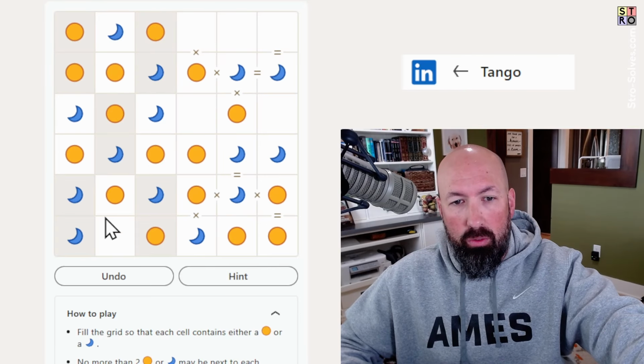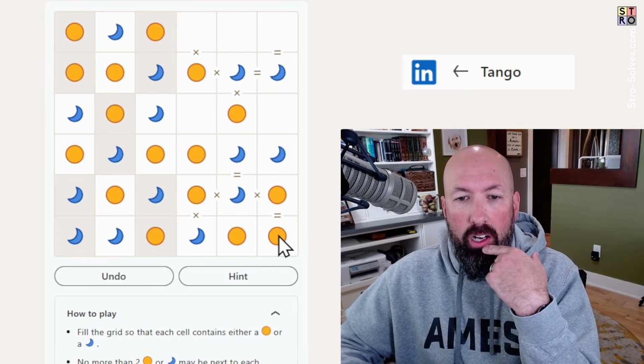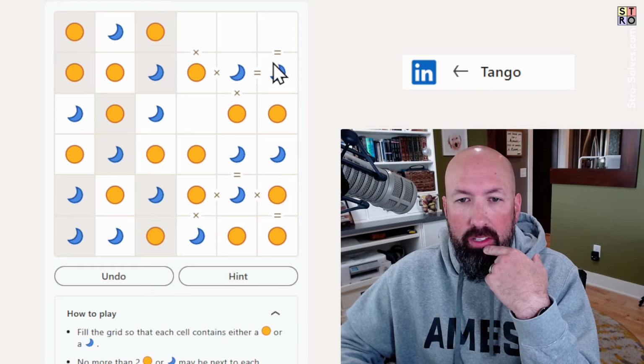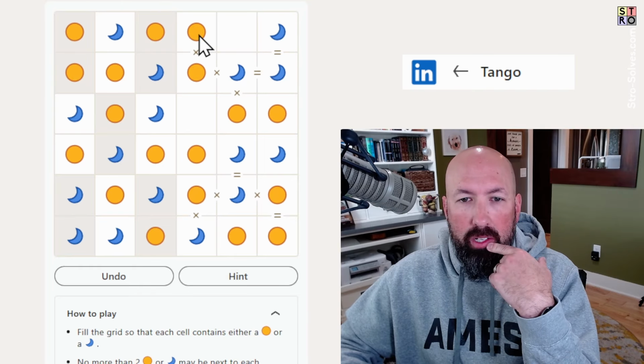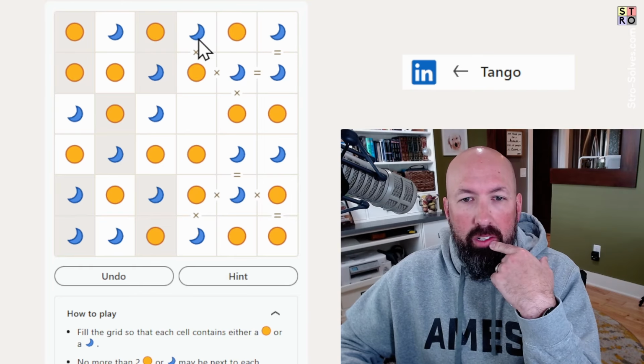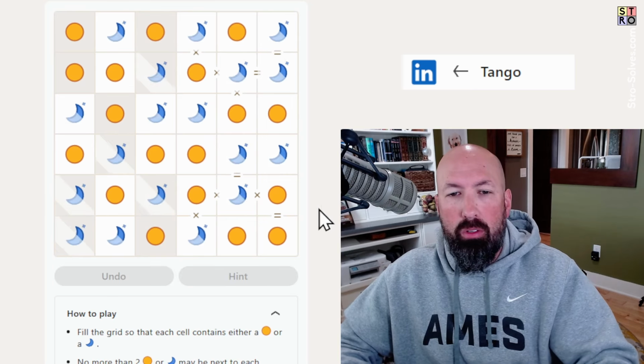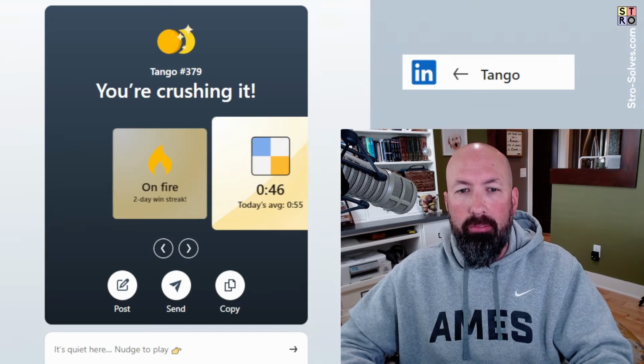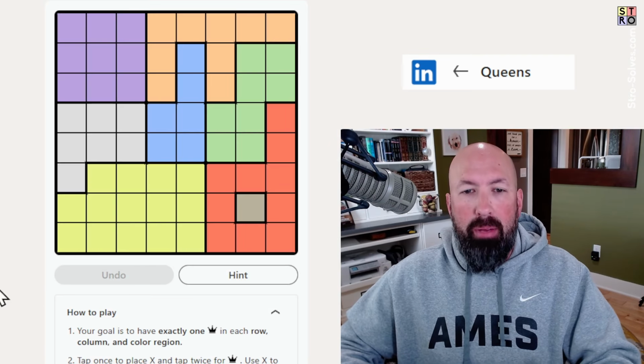Then we've got all the moons for the row. We need a moon for the column and the row. We got to separate these moons. We get the equals. We got the X. We need a sun for the row and the column, and we finish with a moon. There we go. All right. Back to beating the average.